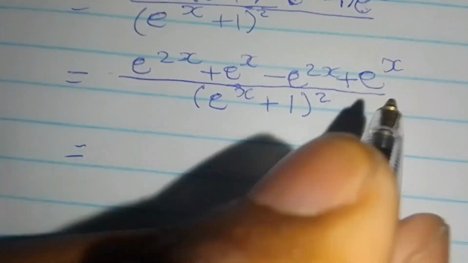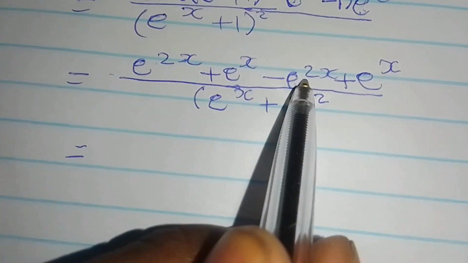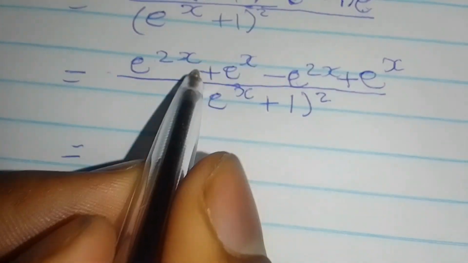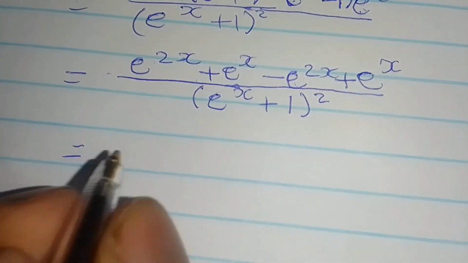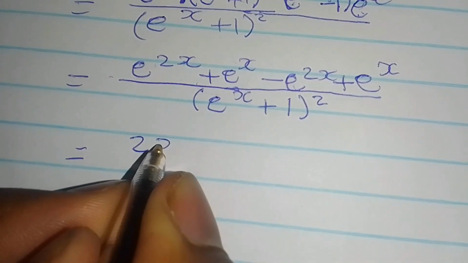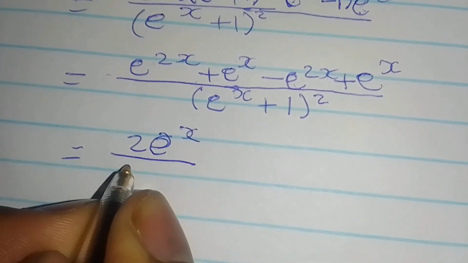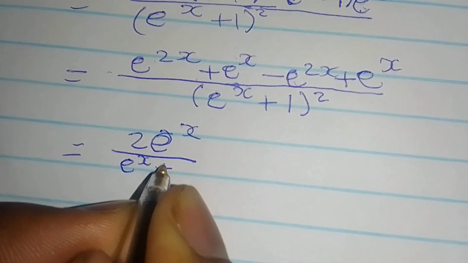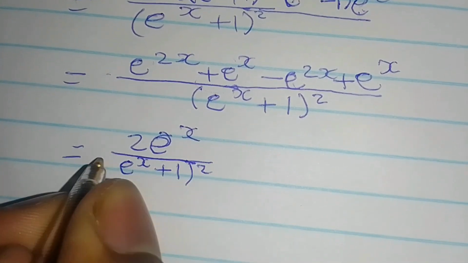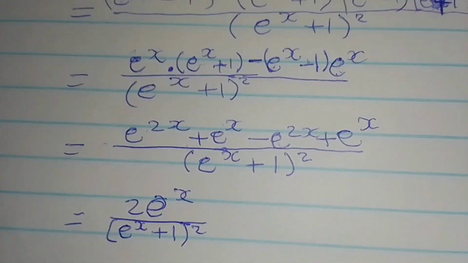Then this cancels with this. Notice that this cancels with this. So I'll just be left with e to the power of x and e to the power of x, which is 2e to the power of x, divided by e to the power of x plus 1 squared. So that's basically working with e.